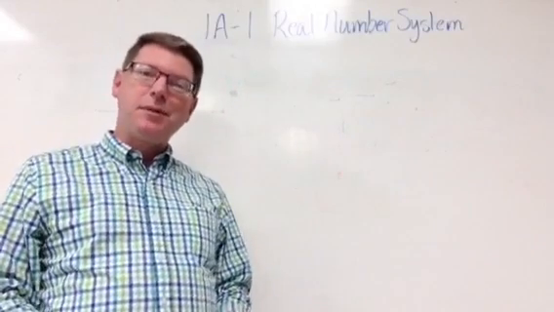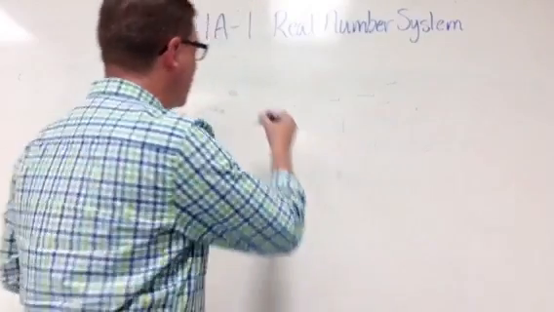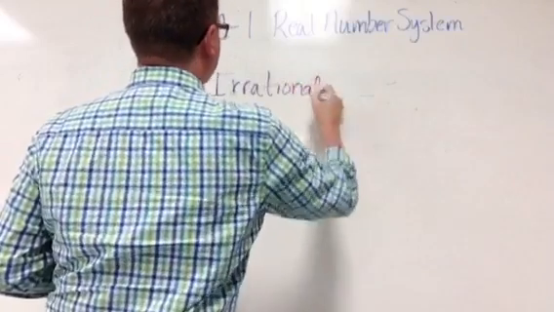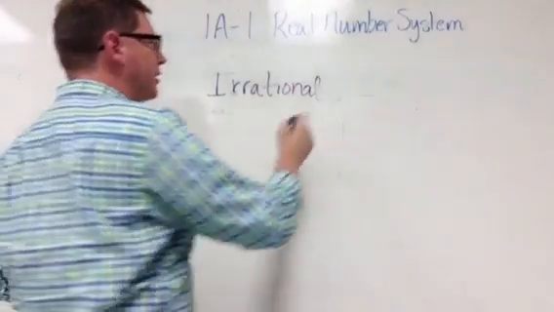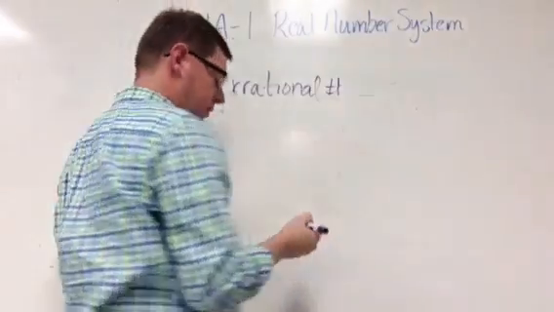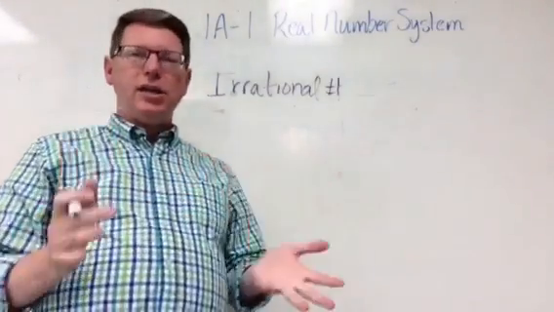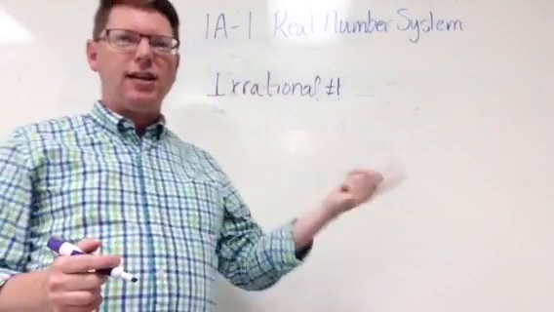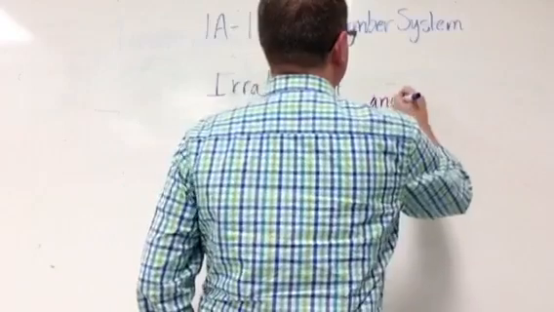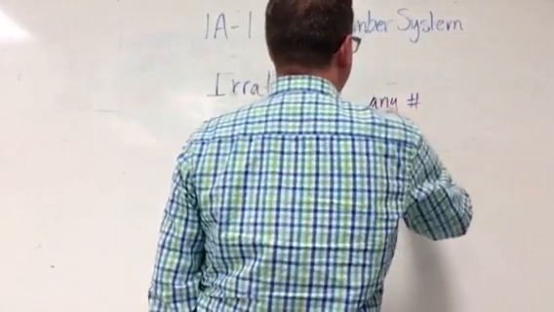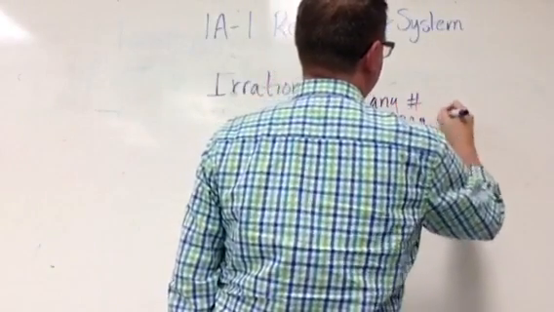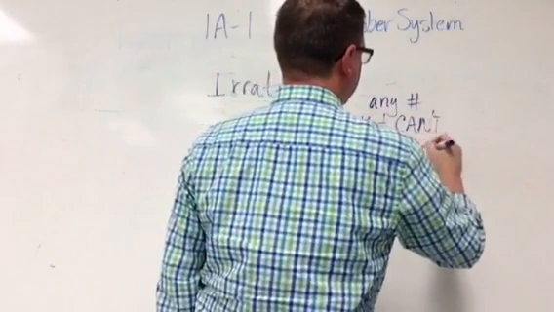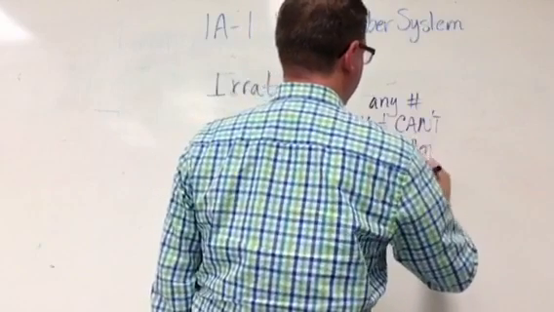Anyway, the last set of numbers in the real number system are irrational numbers. So that's irrational, irrational numbers. Okay? Here is the description of an irrational number. It's going to look a lot like the last one. Any number that can't, and I'm going to capitalize can't, be written as a fraction.